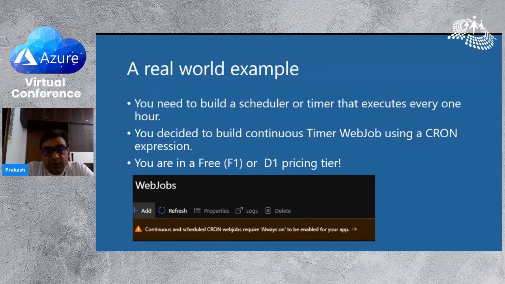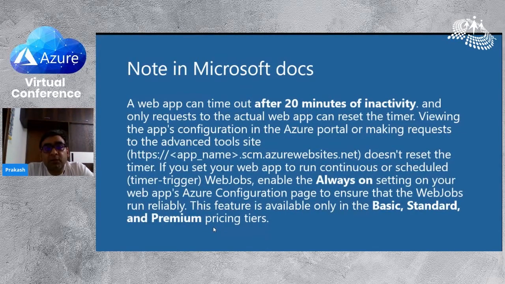As you see in the picture, it says you need to have always on. If you go to Microsoft Docs, you'll find this commentary: your web app can time out after 20 minutes of inactivity if you don't do anything, so you have got to have always on. And this feature is available on what? As I said, basic, standard, and premium. Forget about F1 or D1. So what next?